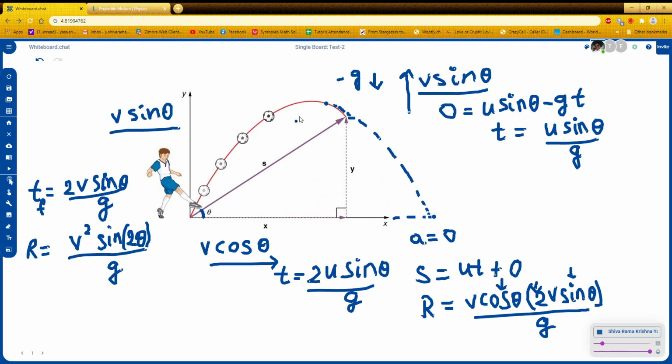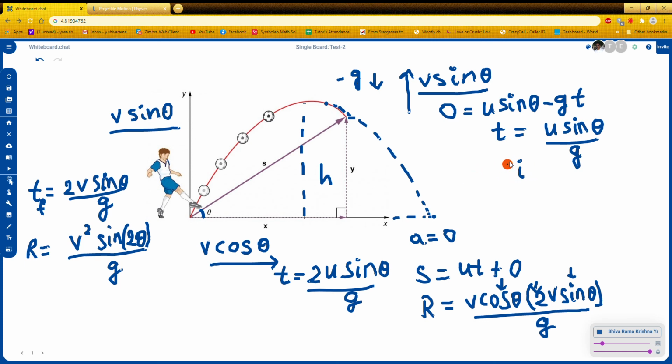Alright, now we need to find the maximum height. What will be the maximum height that it can reach? So here we again go back to the original upwards problem. What will be the maximum height? S will be the height here, and u is v sine theta. Okay, we can use s equal to ut plus half at square, but we have to use t 2 times.